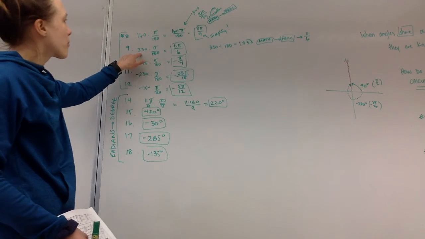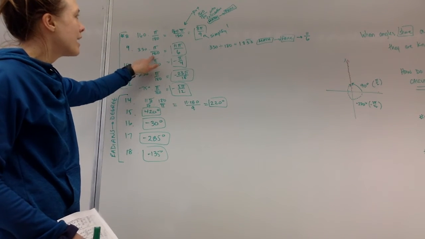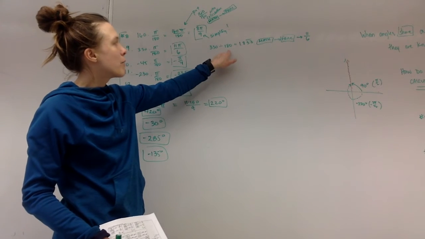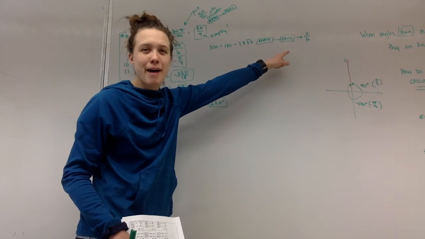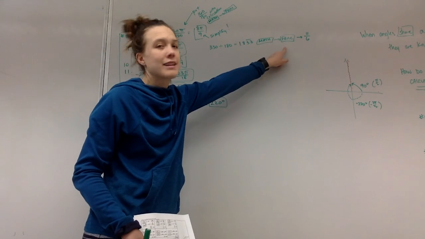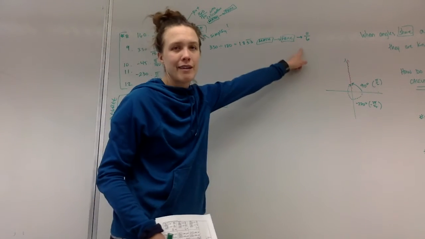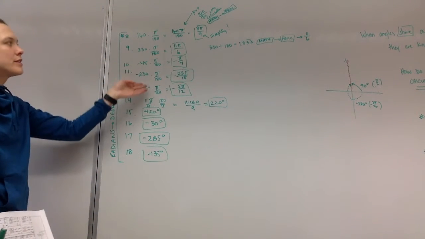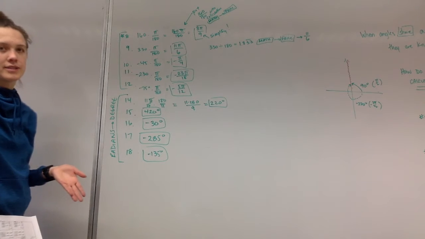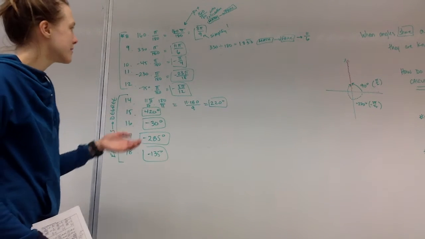Same thing with number 9. I have 330 times pi over 180. 330 divided by 180 gives me 1.8333. I put that in my calculator, the math button, scroll down to fraction, and that gives me 11 over 6. That's 11 pi over 6. You can do the same exact thing with negative numbers. You just have to put a negative sign out in front.